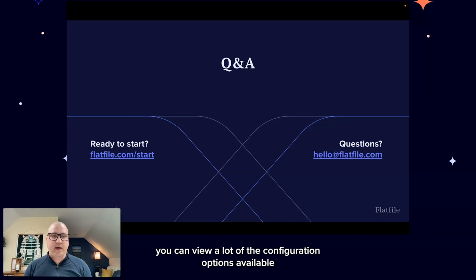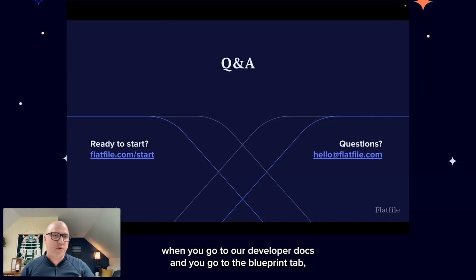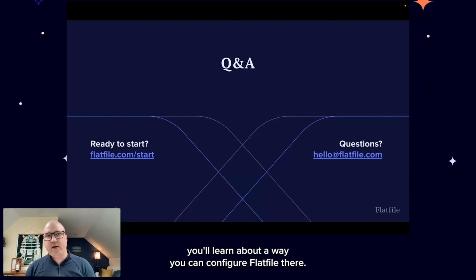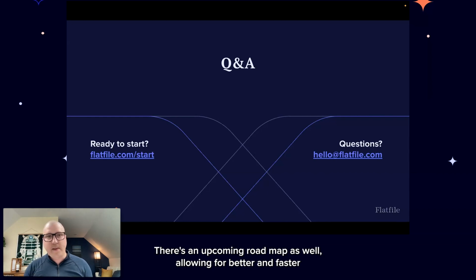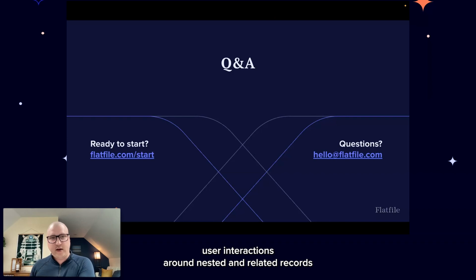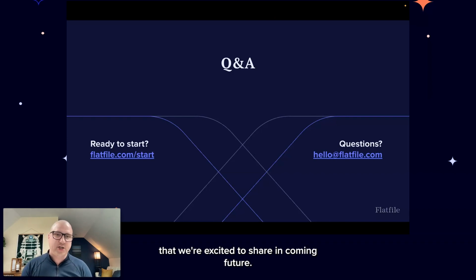You can view a lot of the configuration options available when you go to our developer docs and you go to the blueprint tab and learn about the way you can configure Flatfile there. But in brief, there's almost no relational data structure that cannot be supported in Flatfile. There's an upcoming roadmap as well, allowing for better and faster user interactions around nested and related records that we're excited to share in the coming future.